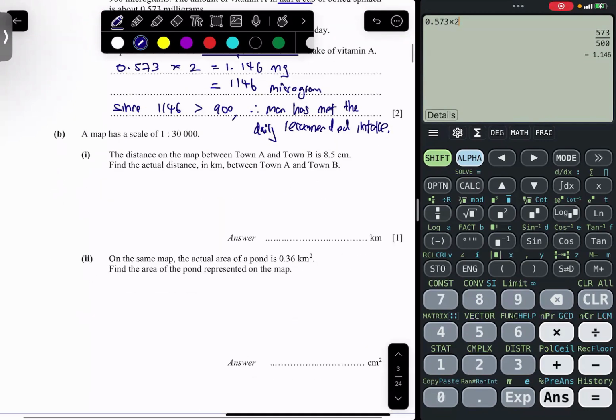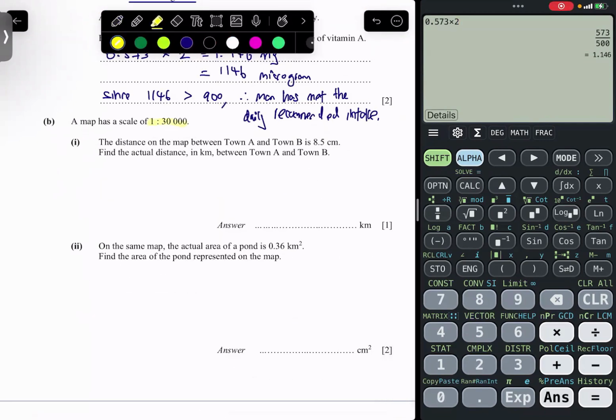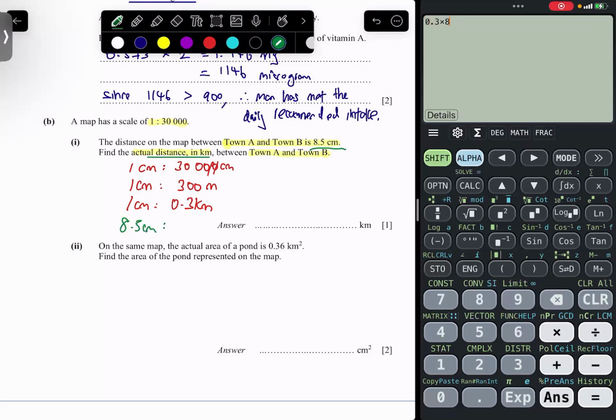Part B. A map has a scale of 1 is to 30,000. The distance on the map between town A and town B is 8.5 cm. Find the actual distance in km between town A and town B. So 1 cm is to 30,000 cm. How I start off the question is I write it down in this manner, putting the units for both of them. So 1 cm is equal to, taking away 2 zeros, 300 meters. Then 1 cm is to 0.3 kilometers. This is out of habit, I always try to have meters and kilometers because I don't know what the question wants me to use yet. Actually I do, because they say find the actual distance in kilometers. So 8.5 cm would be 0.3 times 8.5, so that will be 2.55 kilometers.